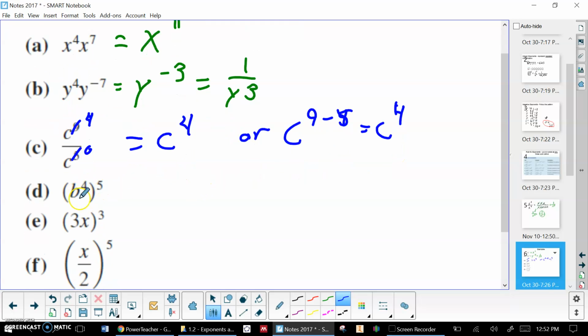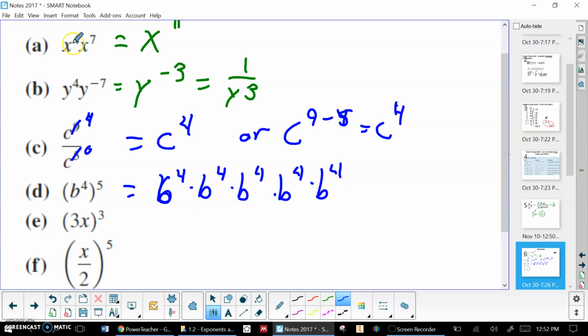Next one down, this is our power of a power, b to the 4th raised to the 5th power. Just as a quick side note here, that would mean that I'm taking b to the 4th times b to the 4th times b to the 4th times b to the 4th times b to the 4th. And according to our very first rule, way up here, that just means we add. And 4 plus 4 plus 4 plus 4 plus 4, well, that's 20. Now, a shorter way, of course, 4 times 5 is 20. So that's why we have that power of a power rule being to multiply.